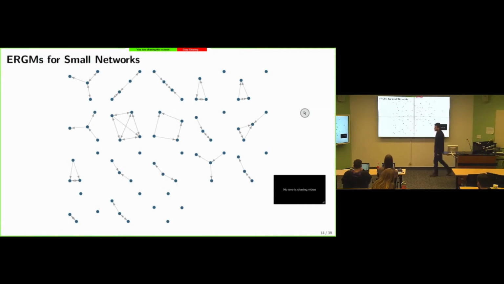So this takes us to a small network, right? Here's just a visualization, because this is a talk about networks. It's a group of networks. Actually, these are the networks that we have in our study. So these are networks of size 4. And as you can see, we actually observe a lot of structure. These are not completely random. And what we would like to do is actually use the ERGM to estimate this. Okay?